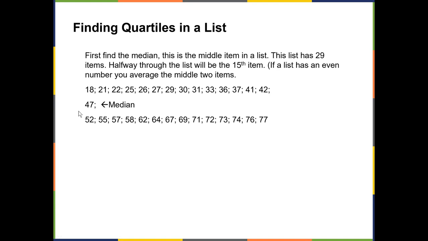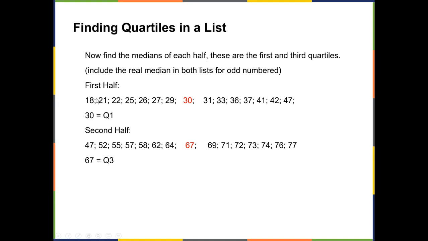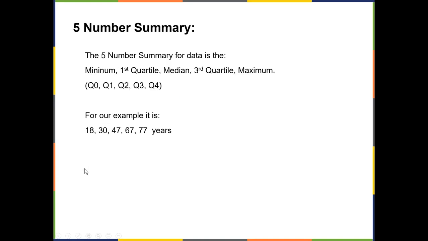Now from that, we're going to find the quartiles. If we look at the first half of the list from 18 to including the median 47, halfway through that list is 30. If we look at the second half of the list from 47 up to 77, halfway through that list is 67. So the first quartile is 30, that's 25% of the way through the data. And the third quartile is 67, that's 75% of the way through the data.